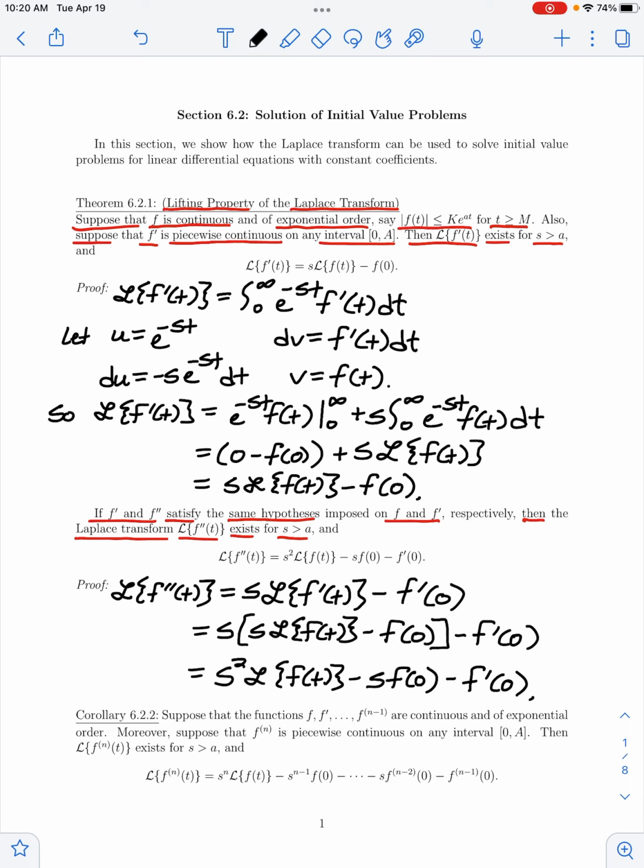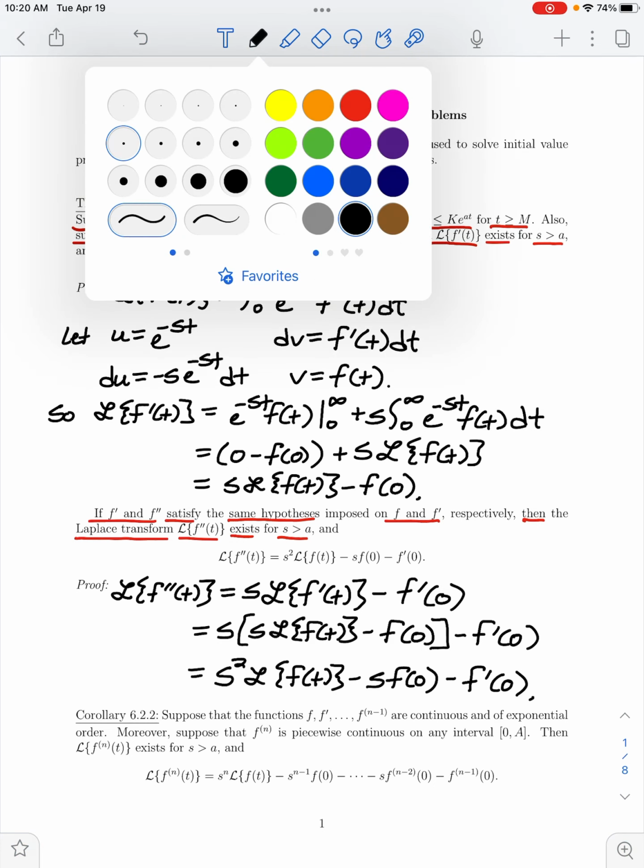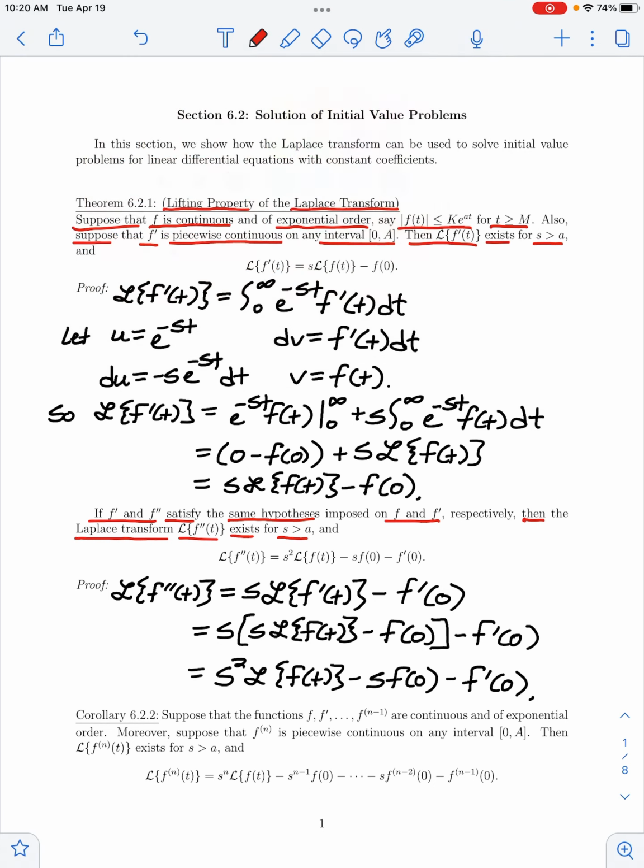So I could continue this process to find the Laplace transform of the third derivative of a function, or the fourth derivative of a function, and so on. And we arrive at the following corollary. Corollary 6.2.2, which follows by repeated application of the lifting property.